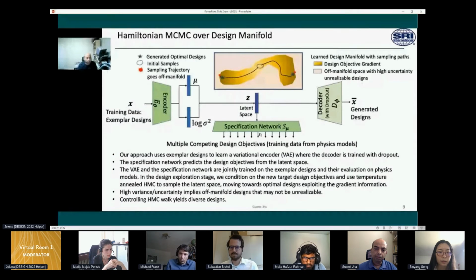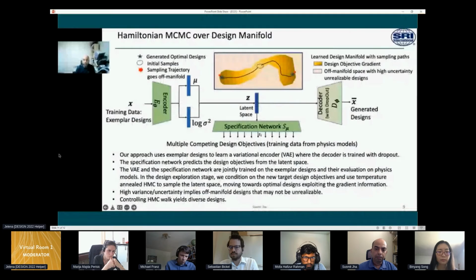but we are also able to assign how confident we are about these predictions. And then once we have learned this, the design exploration and optimization is done using a Hamiltonian MCMC walk over this design manifold, where we optimize these different performance objectives, keeping in mind the uncertainty, the probability of how good our prediction is going to be.